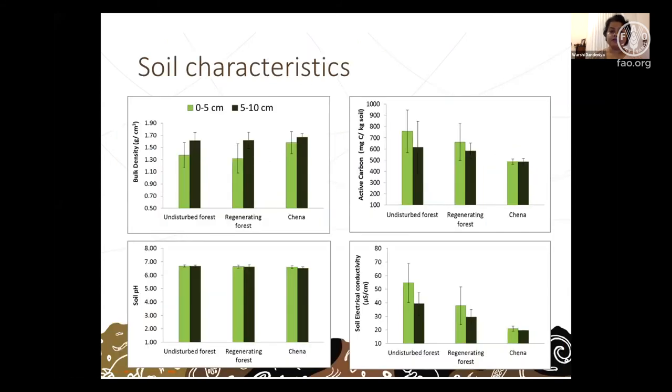If we look at the soil characteristics, it is clear that the 0 to 5 centimeter depth shows more changes in the properties that we have measured with respect to the land cover. For example, the active carbon content, the bulk density, and soil electrical conductivity were affected by the land cover type at the 0 to 5 centimeter depth more than at the 5 to 10 centimeter depth.